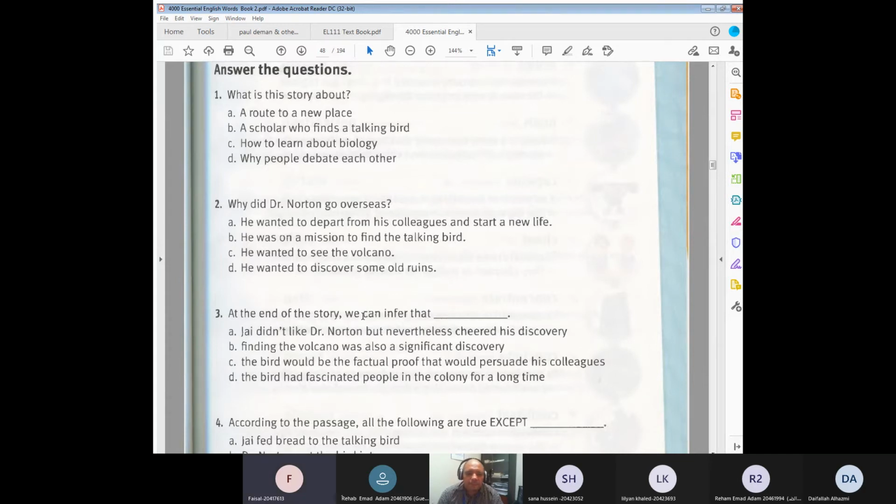A scholar who finds a talking bird. Okay. Would I assume that you have read the four answers, Faisal? Yes. Okay. So do you guys agree? Yeah, okay. So a scholar who finds a talking bird. It's not about a route or road to a new place. Route means road, masar or tariq, yani.